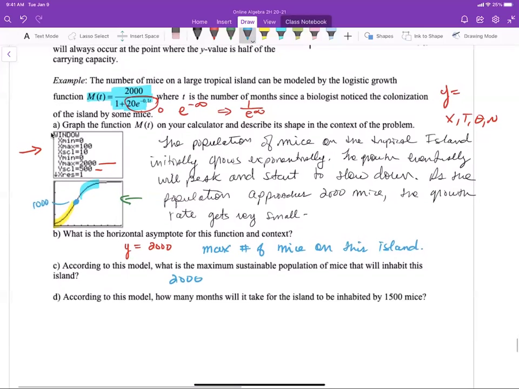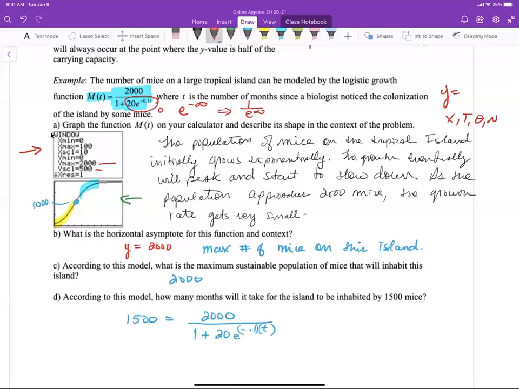Okay, so now I know that the output, the total number of mice, will be 1,500. And now I'm going to use this equation to determine how long it will take to get there. So I have 2,000 over 1 plus 20 times e to the negative 0.1 times t, or x. I want to know how many months, and t is in months. So I have to find t. I have to get t by itself. So I have a fraction. How do I eliminate the fraction?